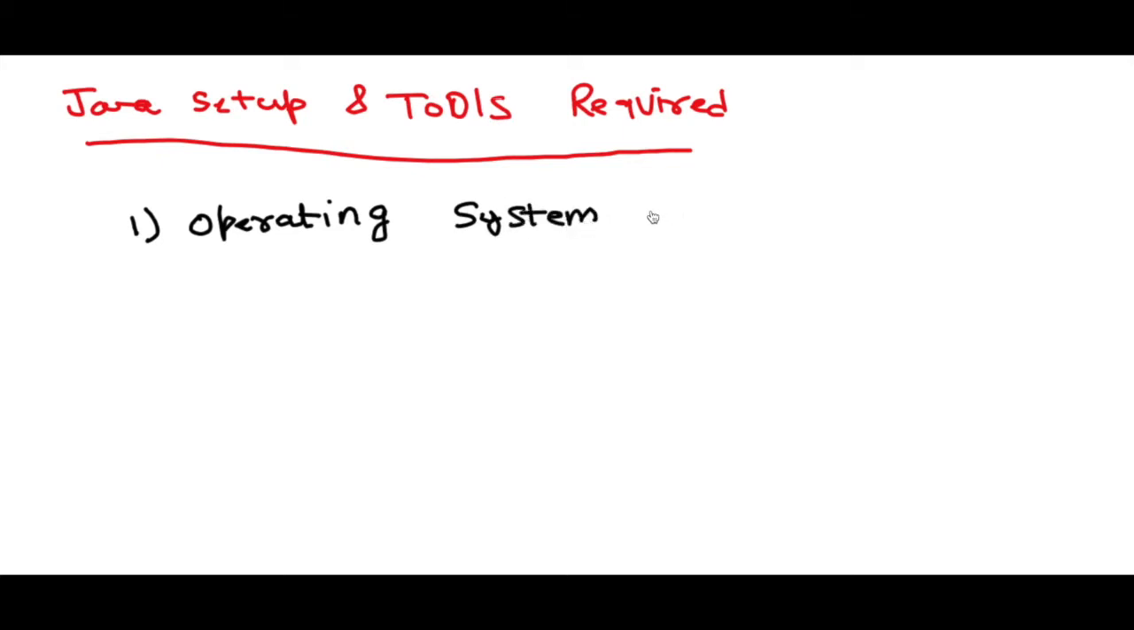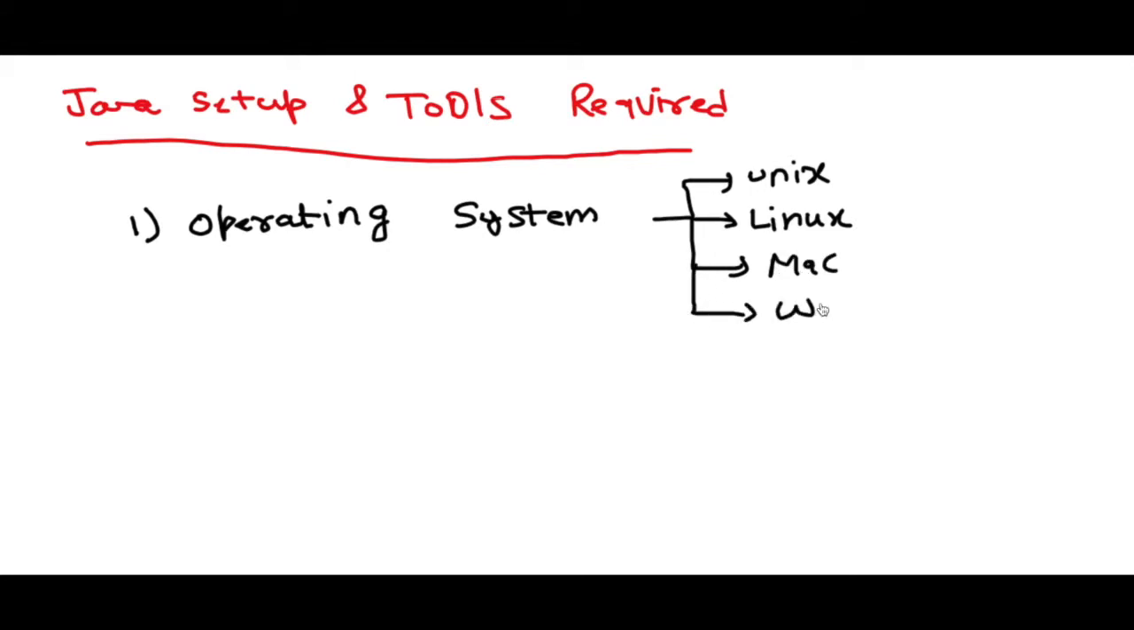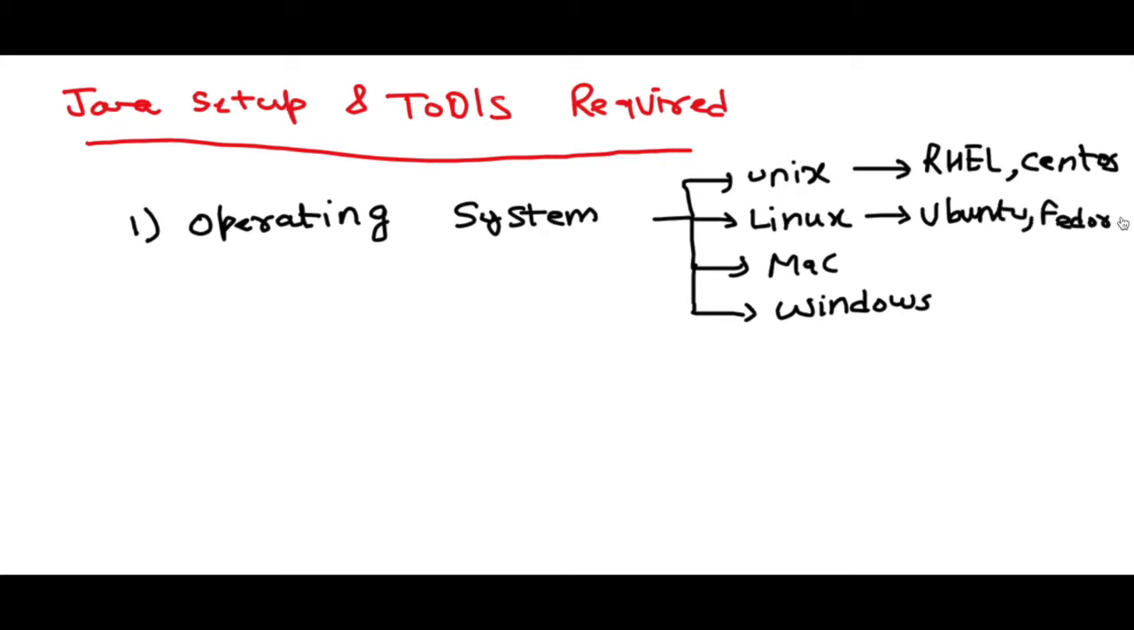Now this operating system could be any operating system. Java is widely supported on most operating systems. It could be your Unix based operating system, it could be Linux based, it could be your Mac operating system, or it could be your Windows based operating system. Some examples of Unix systems could be Red Hat based RHEL, or a CentOS based operating system. It could be any Unix system, right? For Linux, it could be Ubuntu or Fedora. So any operating system in the Linux category, Java is supported there.